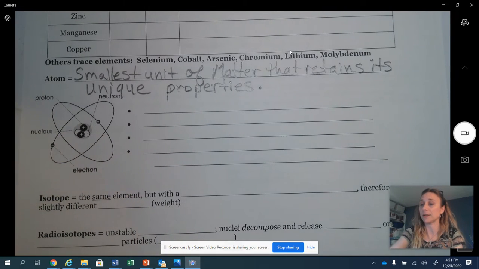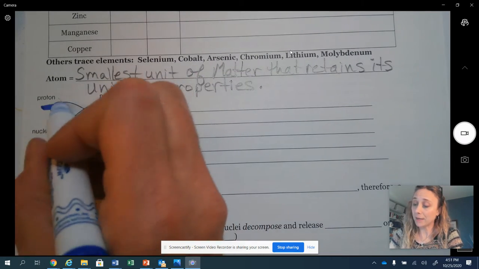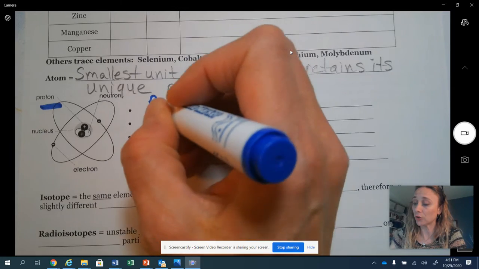Here, let me write that in some different colored pen because I like to. All right, protons, you can see in our picture here, they're in the nucleus, and maybe you can see they're attached to a positive charge.